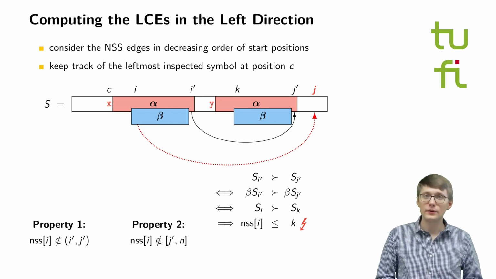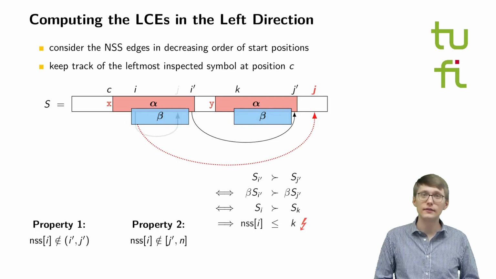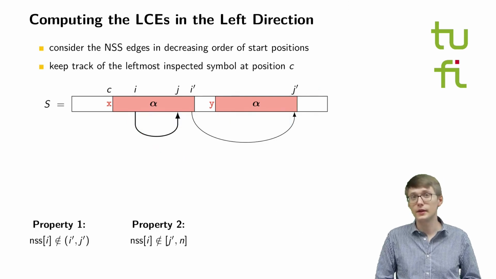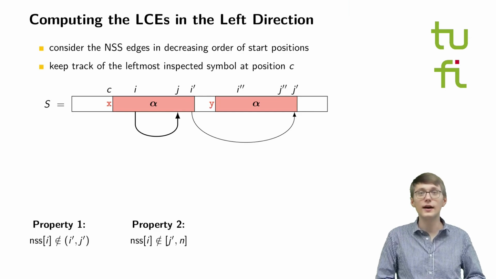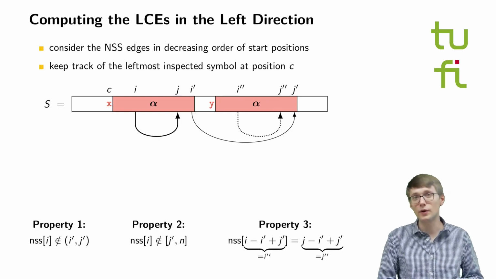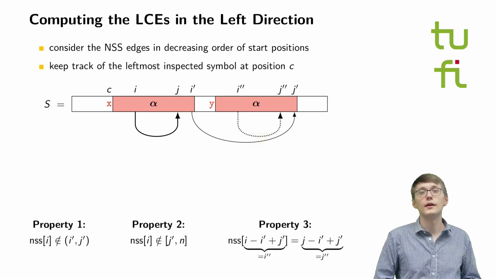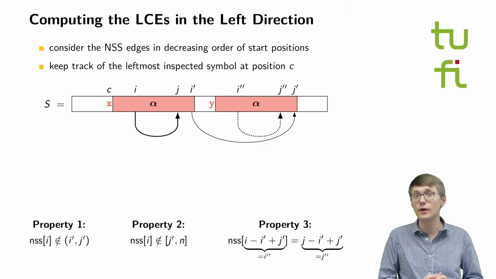If we combine the two properties, then we see that j can only be contained in the interval between I and I'. Now we will transfer I and j to the right occurrence of alpha. The two indices I' and j' have the same relative position within alpha as I and j. In the paper we show the property that if there is a next smaller suffix edge from I to j, then there is also a next smaller suffix edge from I' to j'. This means that we have previously computed the LCE between I' and j', because we compute the LCEs in right to left order.